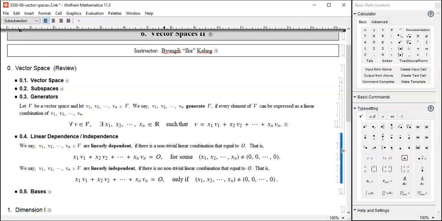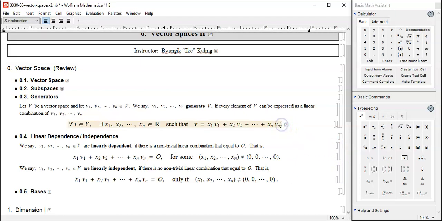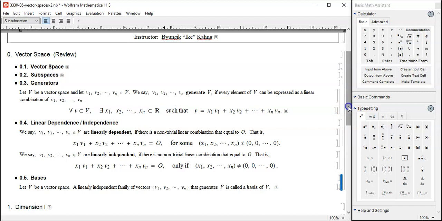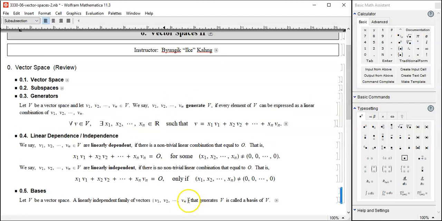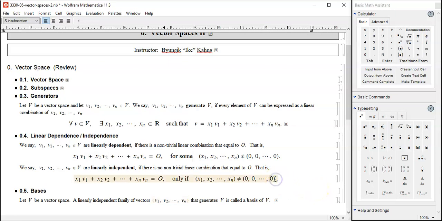Now we talked about two very important concepts, generating and linear independence. Let's put those two together. A linearly independent family of vectors, v1, v2, all the way up to vn, that also generate V, is called a basis. So this condition, generating, and that condition, linear independence, put together, both of them, that's called a basis.